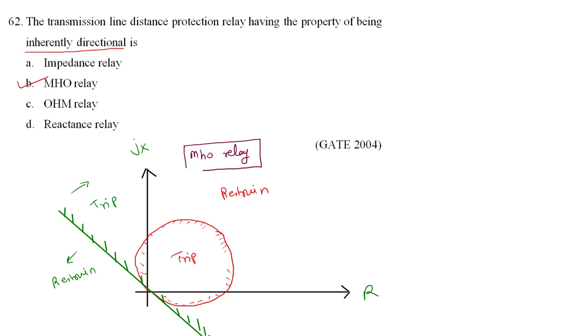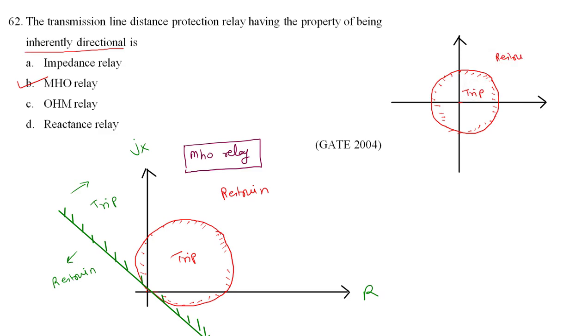If you draw the characteristic for impedance relay, then it will look like this. Here also the characteristic is a circle, but the center of the circle is at the origin. Within this, the relay is going to trip, and outside, the relay is going to restrain. This is our resistance, this is the reactance. If I consider the directional property here, this is the directional relay characteristic. Here the relay is going to trip in this direction. In this particular region, even though the fault is in the opposite direction, this impedance relay is still going to operate. Therefore it does not possess the directional property.